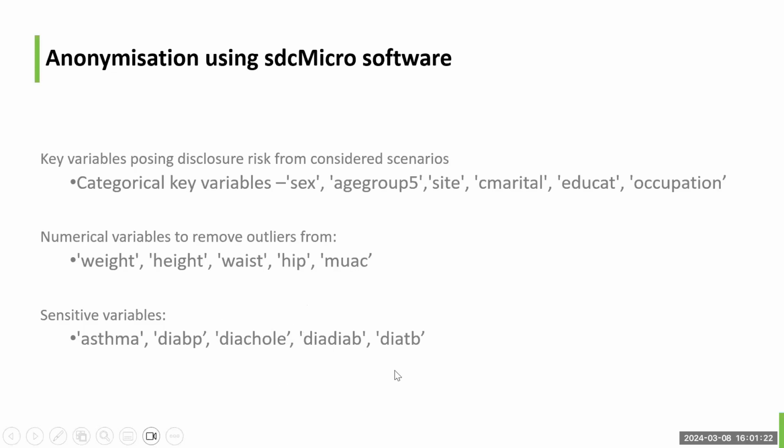And the information that we thought was sensitive to be known when someone is identified was whether someone had asthma, BP, high cholesterol, diabetes, and so on, and TB. But it might be things to do with anxiety, depression, or psychosis, or other conditions of interest. Those may be sensitive information. So those are the indirect identifiers and sensitive variables that we identified.